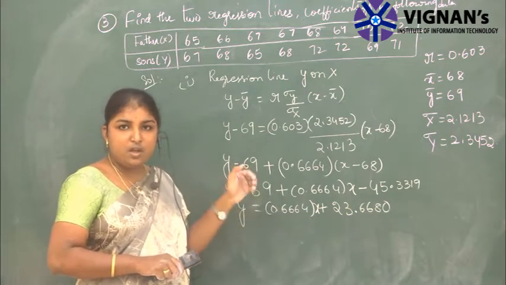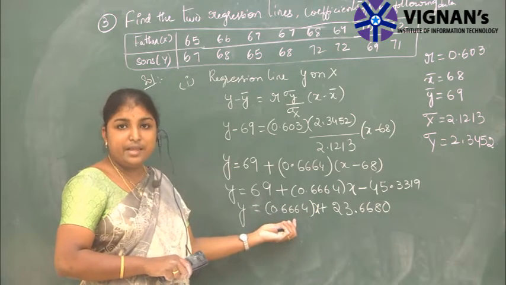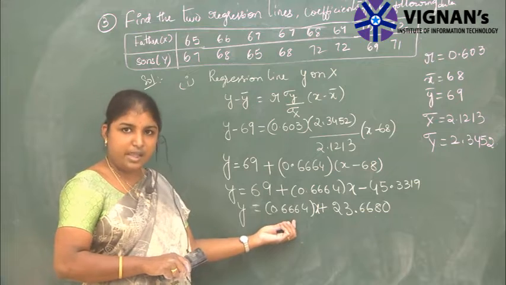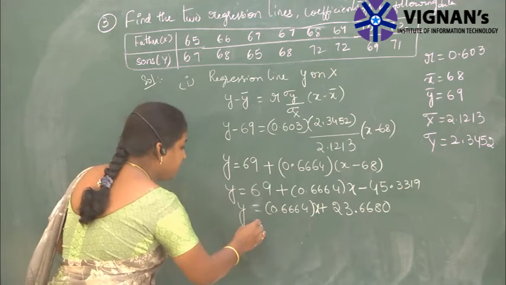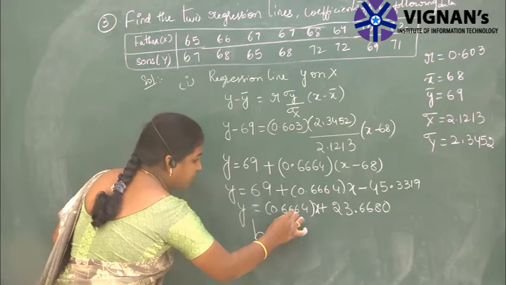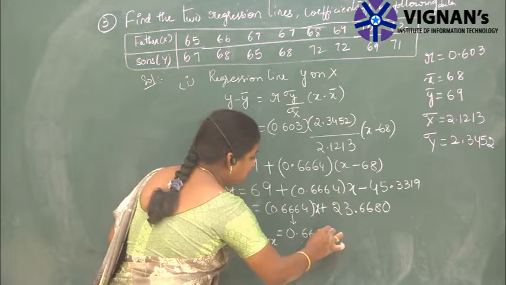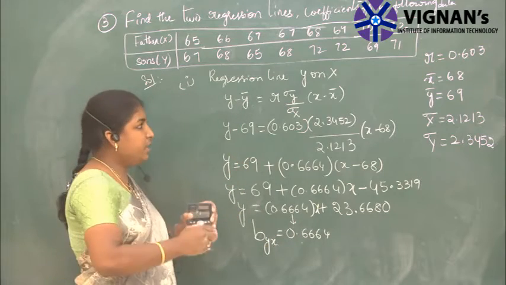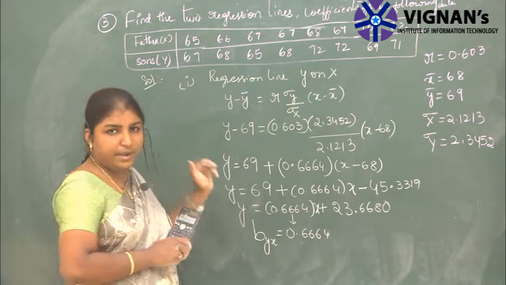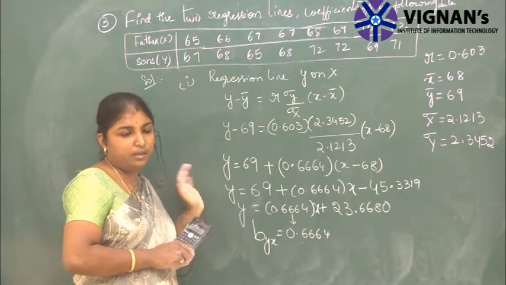In the y on x line, the x coefficient is known as the regression coefficient for y on x. So that regression coefficient of y on x we represent by byx. So that value we are writing is 0.6664. Okay. So next we want to find out the regression line x on y. Same as it is we are doing.